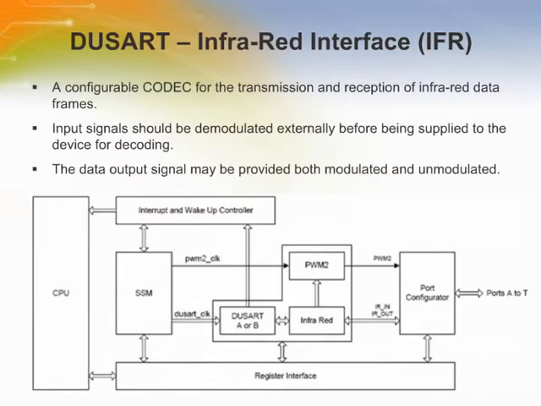The IFR function in the dual USART provides a configurable codec designed for the transmission and reception of infrared data frames. Input signals should be demodulated externally before being supplied to the device for decoding. The IFR transmit data output signal may be provided both modulated and unmodulated. For a modulated output signal, the IFR transmit data output controls the PWM2 timer, and the output from this timer is the modulated data output. For an unmodulated output signal, the normal IFR transmit data output is used.